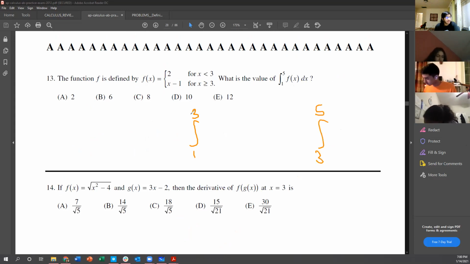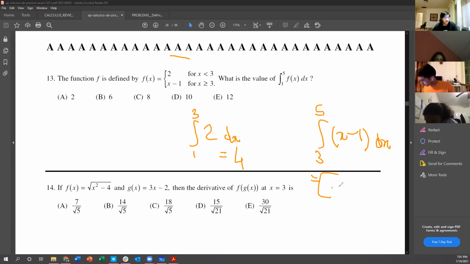Well, we don't even need to actually write out the function. This is technically 2 dx, but you know that this is going to look like a rectangle because the y value is constant, 2. And the difference between the two x points is also 2. So this part is going to equal 4. And then this part is x minus 1 dx, so the integral from 3 to 5 of x minus 1 dx.